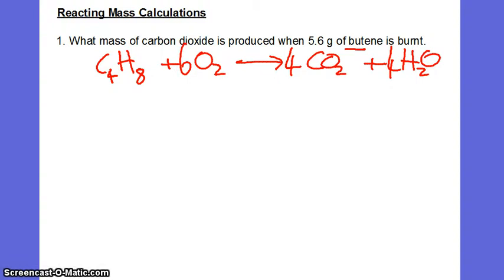Now what I normally do is I write down what I know underneath the equation, so I know I've got 5.6 grams of butene, and I write down what I'm looking to find out underneath here. Now that sounds a little bit obvious at this point, but in more complicated questions at a later stage you get lots more bits of data, and you obviously need to organise your data to make things easier for yourself.